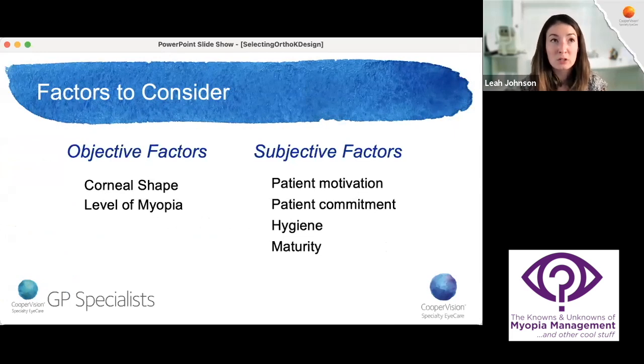If this is a child and the parent wants them to wear ortho-k lenses, but the child is not motivated, trust me, it's not going to last forever. Maybe that parent might get their child to wear the lenses for 3 to 6 months, and afterwards the parent gives up. So we need that patient motivation. We need the patient commitment along with the parent commitment, hygiene and maturity level of the patients as well, especially for our myopia management pediatric patients.